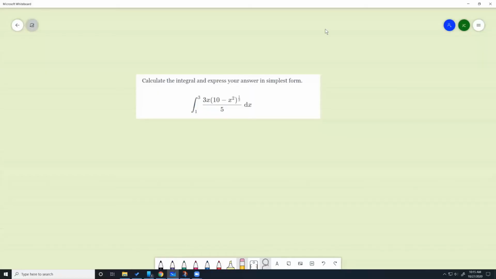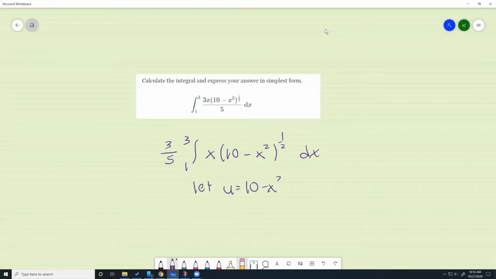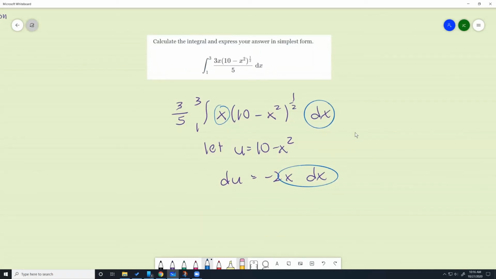Okay, so I'm going to do the same thing, but much faster. Okay, so this is a different problem, but steps will be the same. Factor out the coefficient. We'll end up with x times 10 minus x squared to the 1/2 dx. Let u equal the complicated part. Take derivative on both sides. Okay, I noticed that there's an x and dx we have to isolate and completely substitute. So there we go. Divide by 2 to get x dx.